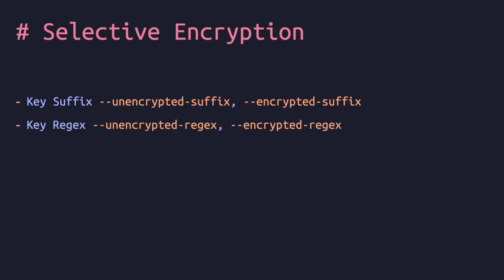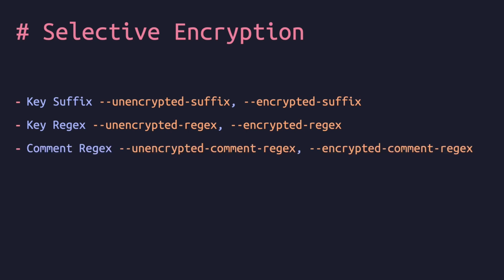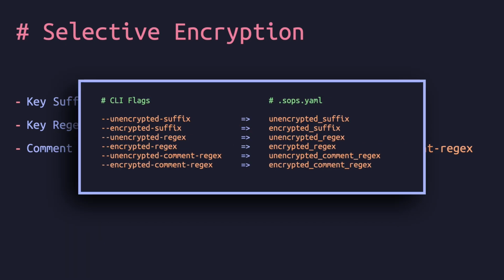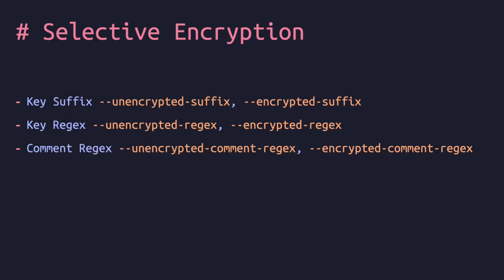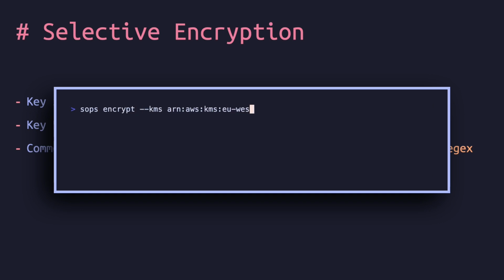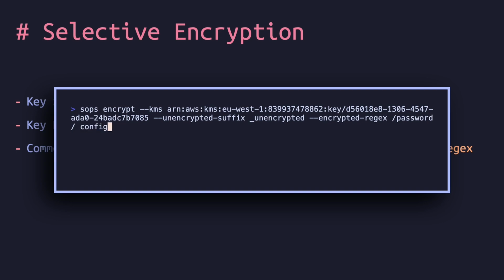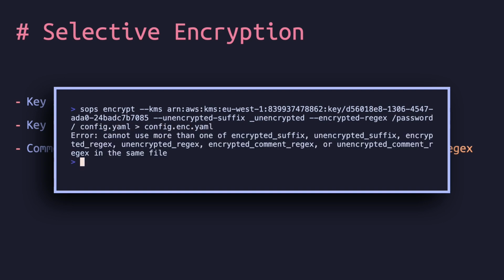The second method is to define a regular expression to match keys instead of a suffix. And finally, we can define a regex to match comments that precede affected keys. All six of these flags can also be defined in the creation rules in our SOPS configuration file, and all six of these flags are mutually exclusive. We can only use one at a time with any given encrypted file, and attempting to use more than one will result in an error.